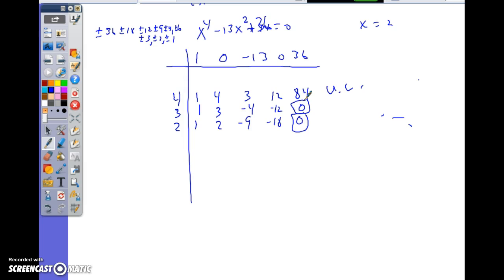Am I going to look in positive land anymore? No. Now I'm going to go to negative land. Since 2 and 3 worked, I'm going to try 2 and 3 on the bottom. I'm going to try negative 3 first, since it gets the lower limit and saves me some time.